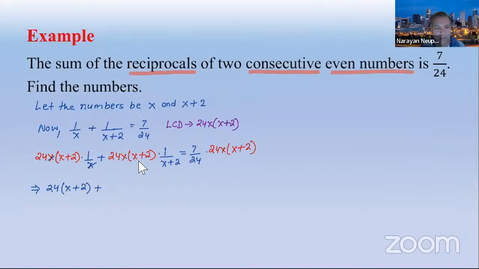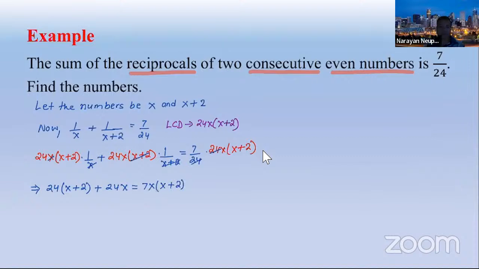Similarly, if you look at the second term, there is x plus 2 in the numerator and x plus 2 in the denominator. So x plus 2 get canceled. When you cancel those x plus 2, what you are left with is 24x, right? 24x equal to, now on the right, you can see there is 24 in the denominator and 24 in the numerator. So those two 24s get canceled and you have 7 times x, and inside the parenthesis, x plus 2.